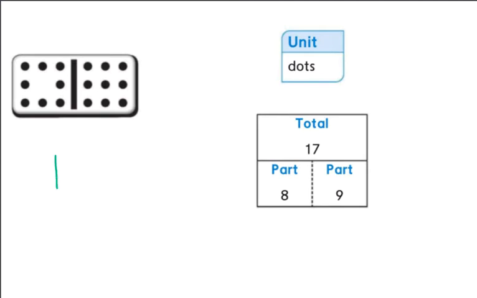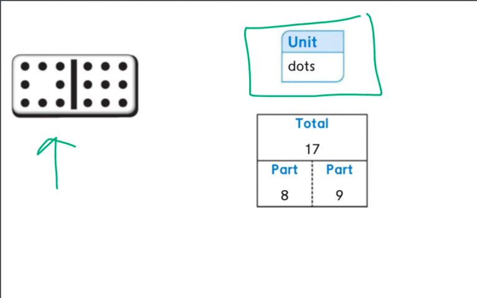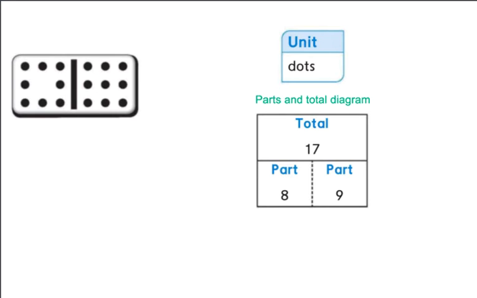Here is our domino. Now we have a unit box, and our unit is dots because that's what we were counting up in the domino. We were counting the dots. So our unit is dots, and that is what is written in the unit box. Next that we're going to look at is the parts and total diagram. And it's nicely set up right here.